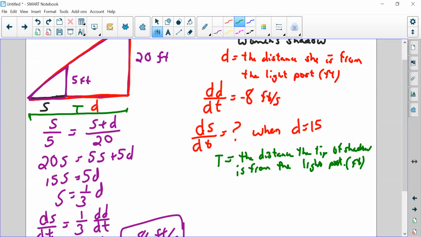I use big T because I couldn't use little t, because t is time. We've already had that variable, so I chose another variable. I did T for tip, but you could have chosen whichever variable you want. So I can go back to this proportion here and just rewrite that as S is to 5, as T is to 20. You agree with that? That's all I've done right there. I haven't changed anything.